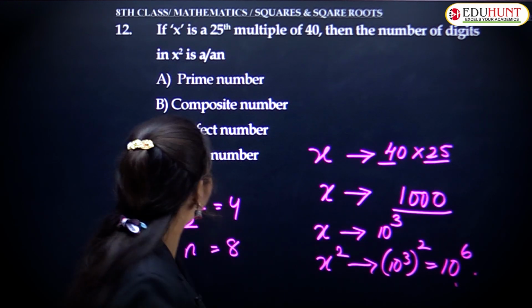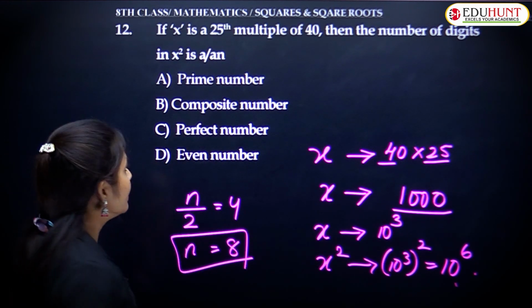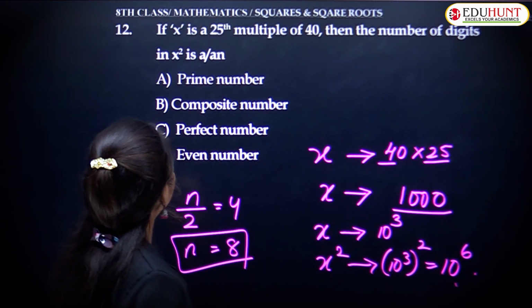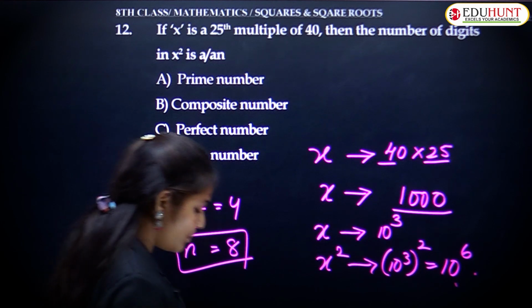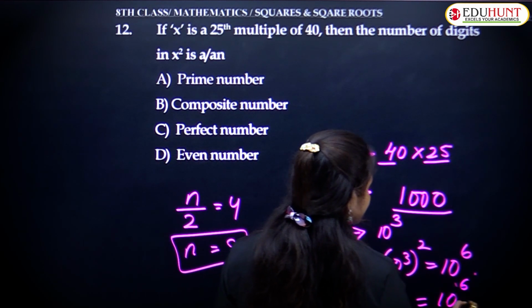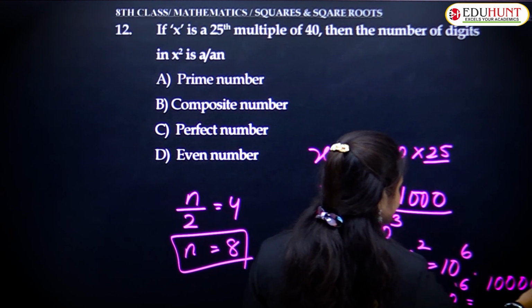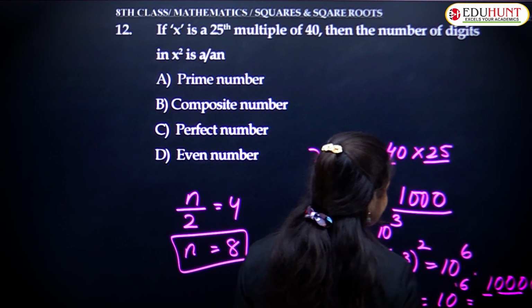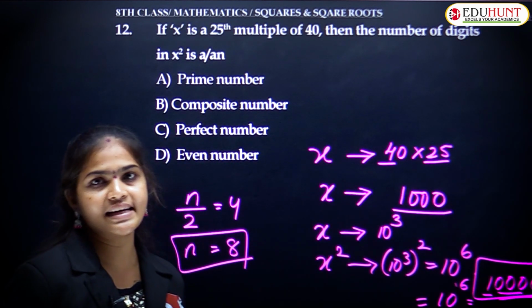Whatever it may be, 8 digits are also possible, no? Mostly 8 digits are possible. So what they are asking is the number of digits in x square. So how many digits are there here? 10 to the power of 6 is equal to 1 after 6 zeros. So 6 plus 1, 7. So how many digits are there here? Totally 7 digits are there.